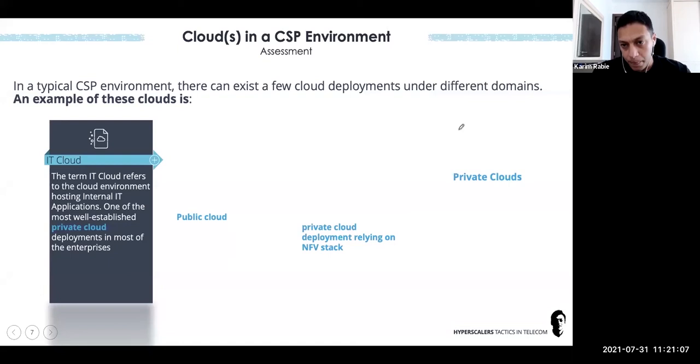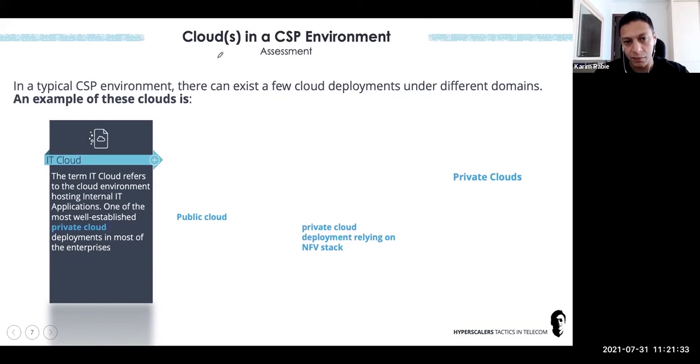And for sure, it's a flavor of a private cloud, and VMware actually was one of, and still is one of, the market leaders in this. So the majority of the private clouds in the CSPs are based on VMware, and most of the IT applications, even from the old days, are very coupled with VMware.